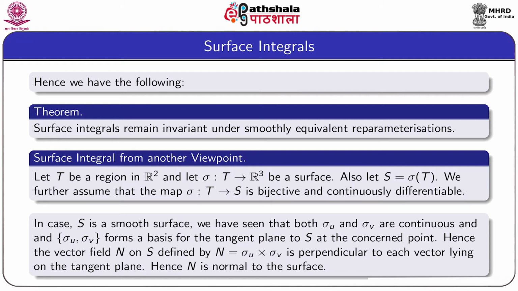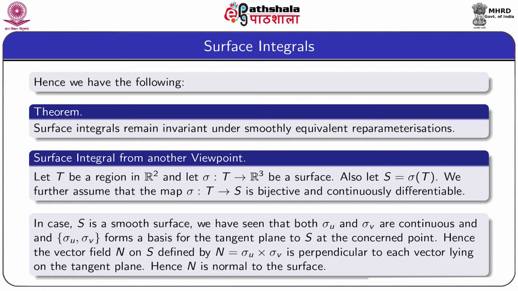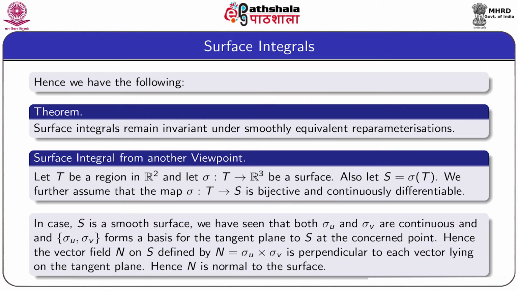Now, we are going to discuss surface integral from another viewpoint. Let T be a region in R2 and let sigma from T to R3 denote a surface. Also let S equal sigma(T). We further assume that the map sigma from T to S is bijective and continuously differentiable. In case S is a smooth surface, we have seen that both sigma_u and sigma_v are continuous, and hence the collection sigma_u, sigma_v forms a basis for the tangent plane to S at the concerned point.